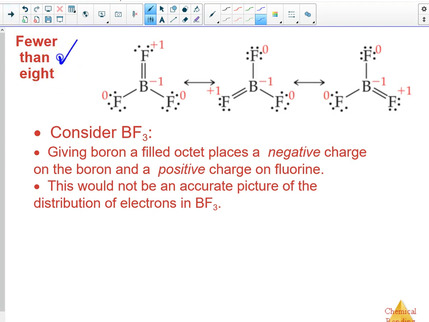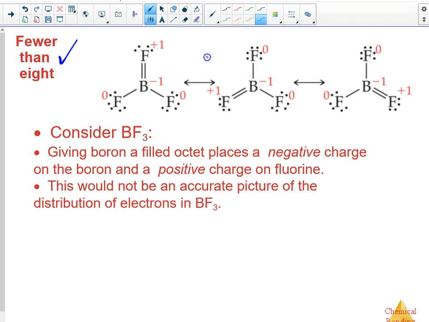Okay, fewer than 8. This exact example is tested on the AP test all the time. It's their favorite thing, BF3. All right? So we have boron trifluoride. Giving boron a filled octet places a negative charge on the boron and a positive charge on the fluorine. This is just like we did, except I did beryllium, but it's the exact same idea. This would not be an accurate picture of the distribution of electrons in BF3.